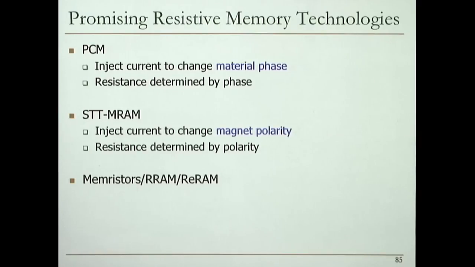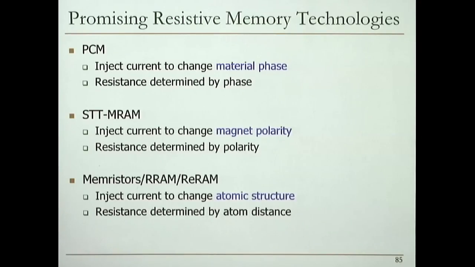In STT-MRAM, spin transfer torque magnetic memory, you inject current to change the polarity of a magnet, and then your resistance is determined by the polarity of the magnet compared to a reference magnet. So it's a very different technology. But the common thing is you're determining resistance with a very different underlying technology. In memristors, RRAM, and ReRAM, there are different parameters here, but essentially you inject current to change some atomic structure, and the resistance of the cell is determined by the distance of the atoms, or the atomic structure itself.